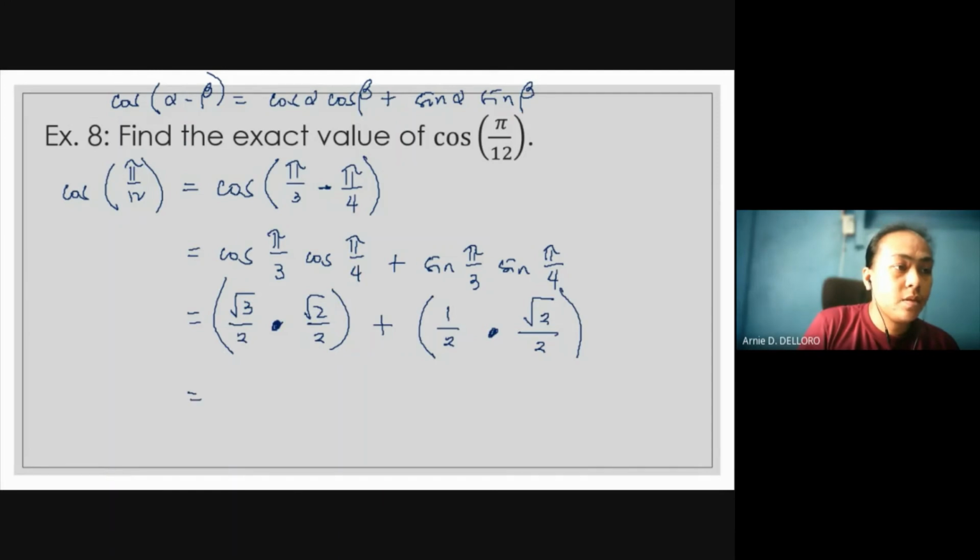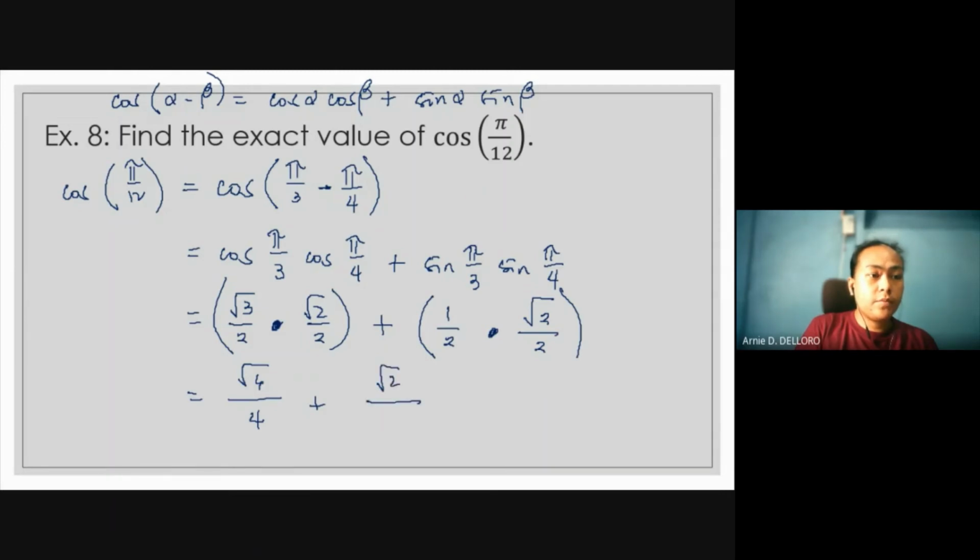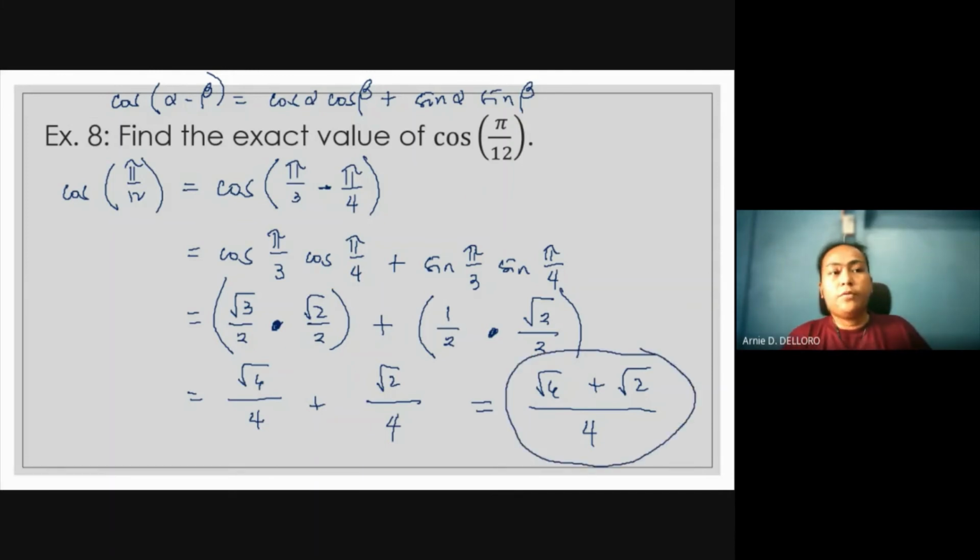Okay? So, square root of 3 times square root of 2 is square root of 6 over 2 times 2 is 4, plus 1 times square root of 2 is square root of 2, 2 times 2 is 4. So, simplifying the answer, common yung denominator. So, this is equal to square root of 6 plus square root of 2 all over 4. So, this is now the exact value of cosine pi over 12.